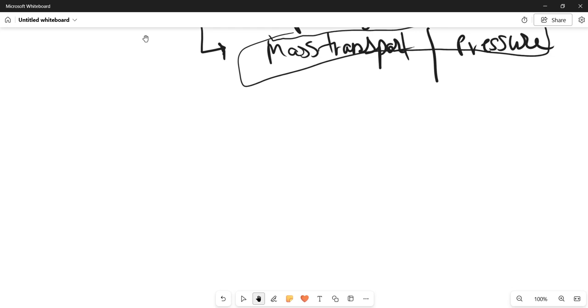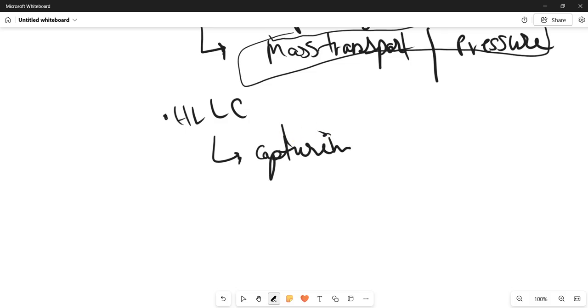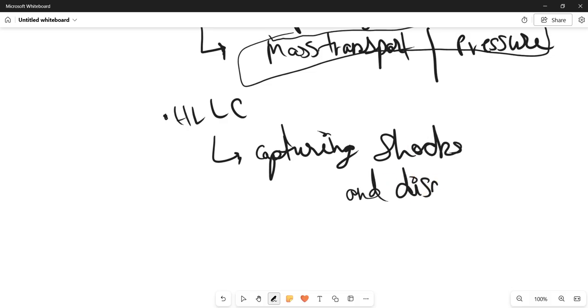And then you have a relatively famous one, that is HLLC. This is used for capturing shocks and discontinuities. You don't need to know how it works, so I'll just skip that.